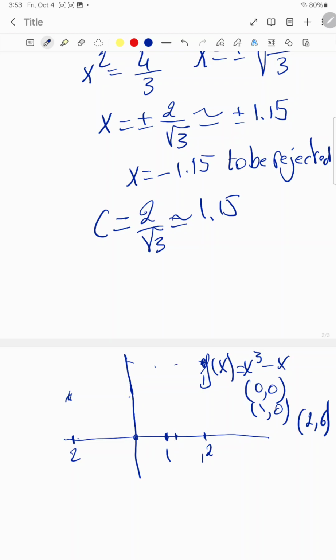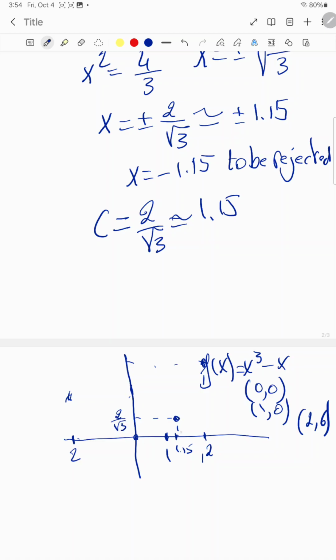If I replace, because my C is 1.15, I have to put it. If I replace x by 1.15, let's do it on the calculator. 1.15 to the power of 3 is almost 1.52. Minus 1 is 0.52. So it's almost 0.5. So let's say this is 0.5 here, which is, this is 2 divided by square root of 3.